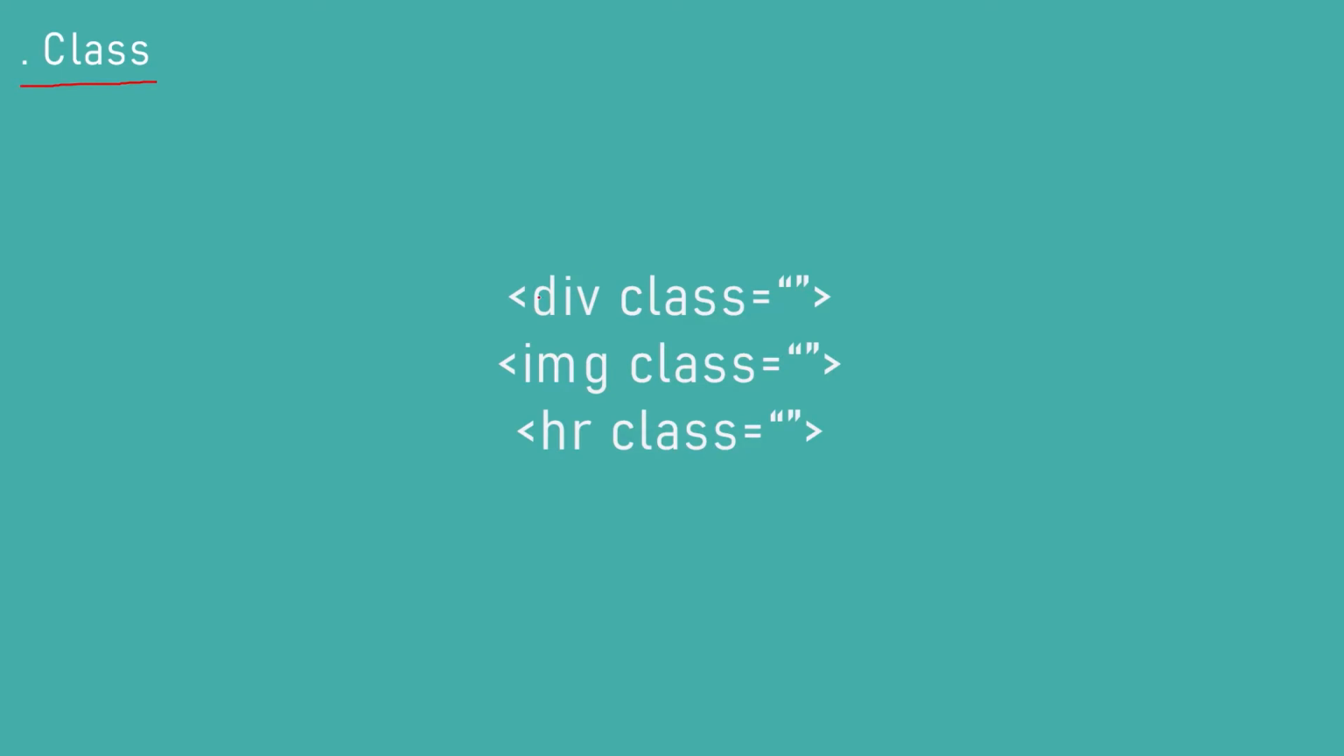There are two types, class and IDs. I did not mention it over here, but the next slide will be IDs. So class and IDs are there. First, in this slide, let's learn about class. We have many divisions. You don't know what a division is? No problem. We know about image and HR. What if I have one image over here and another image tag over here?